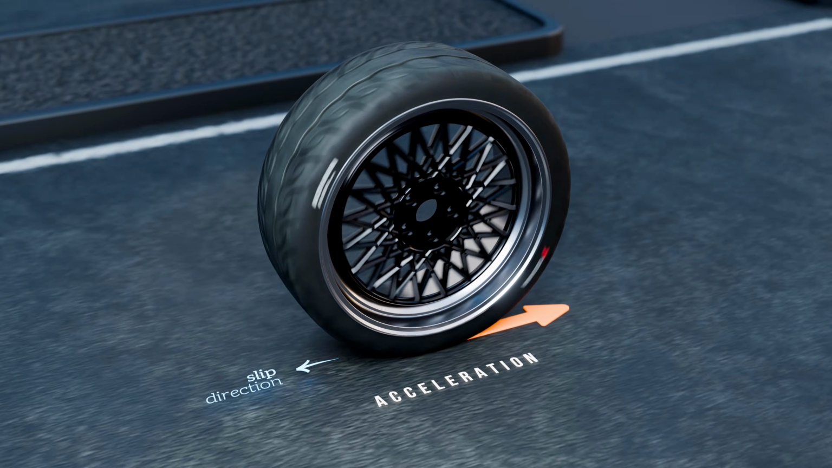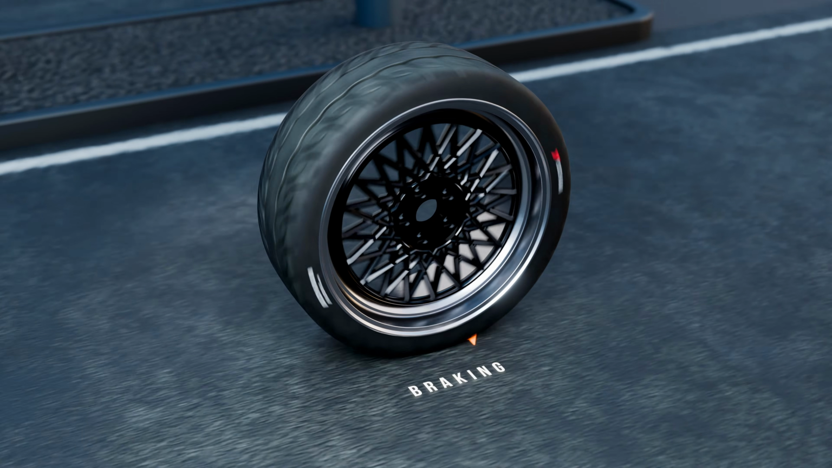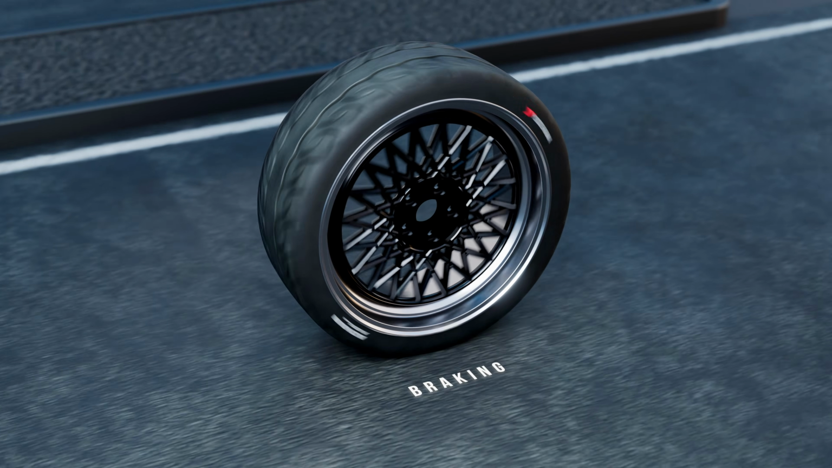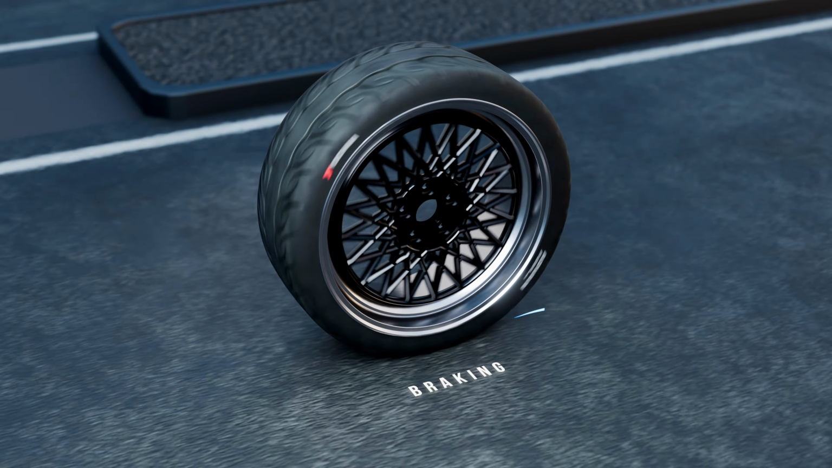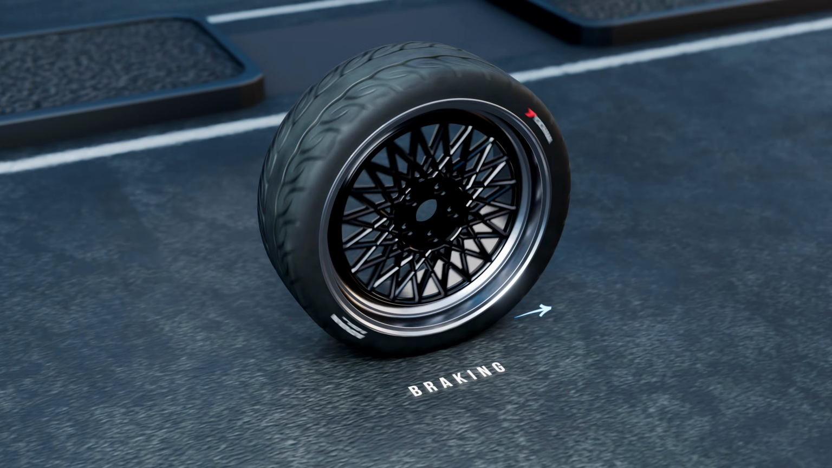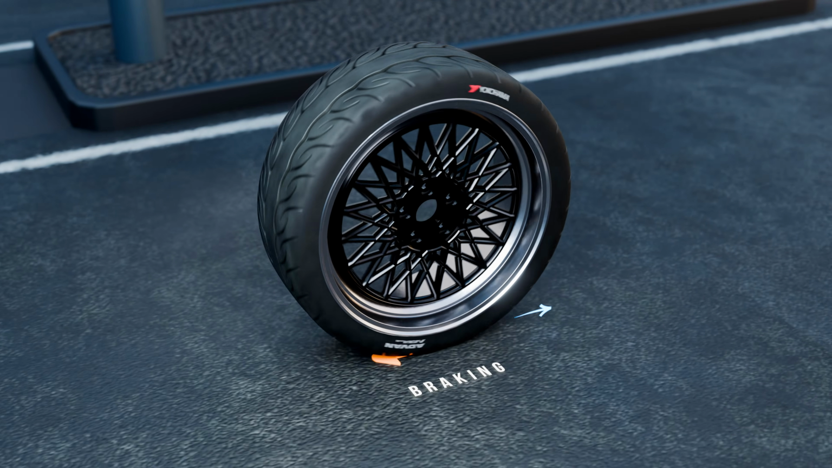A similar thing happens when braking. The wheel is forced to rotate more slowly, so the bottom of the tire tries to slide forward, but this is opposed by a static friction force acting backwards, slowing down the car.